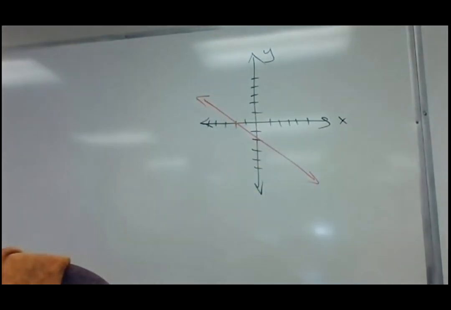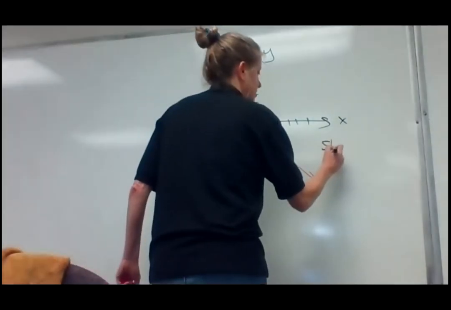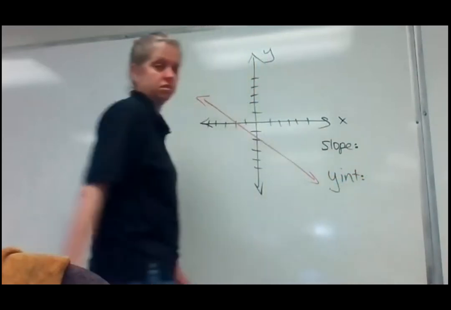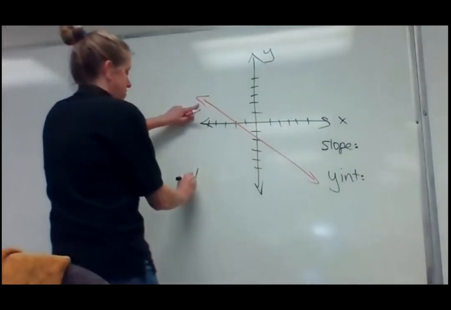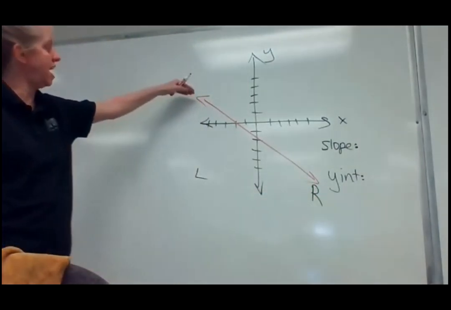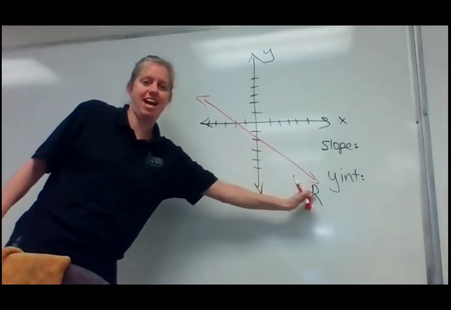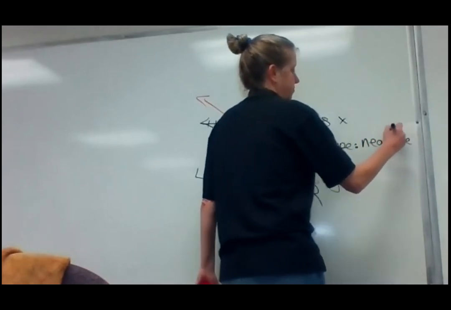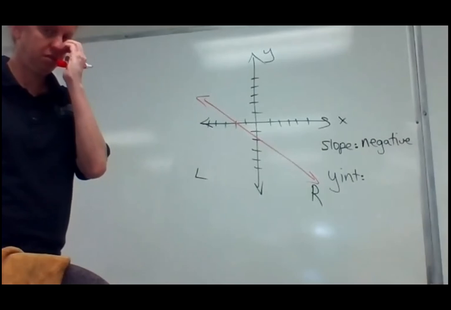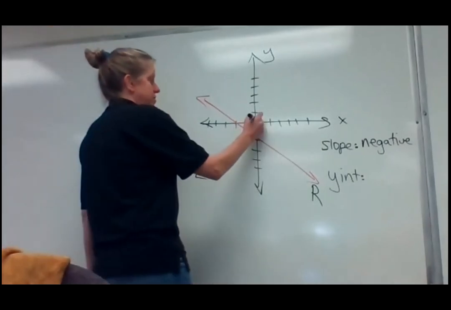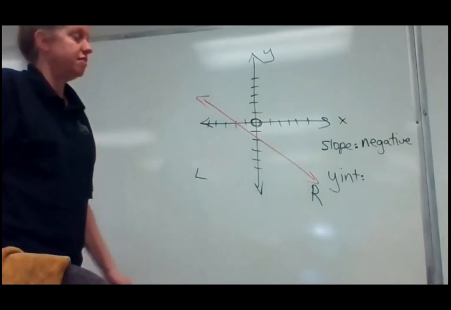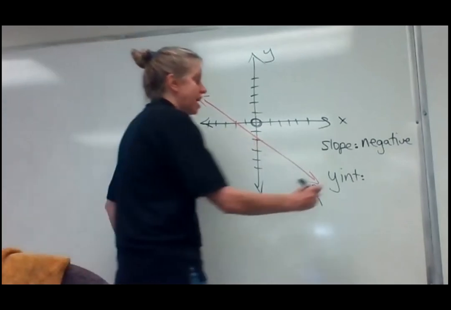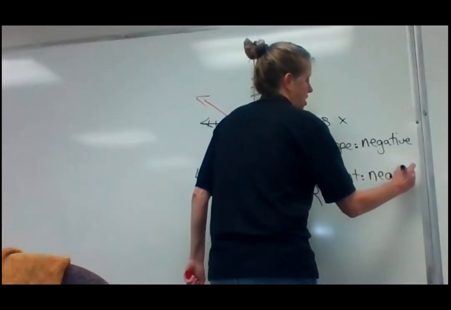So if you had one that looked like this, so again, reading it like a book from the left side to the right side, this one starts at the top and travels down. So that's what it's going to look like if your slope is negative. The y-intercept, okay, here's my 0 right there in the middle. This time the red line crosses it below that 0, which means the y-intercept on this one is also negative.